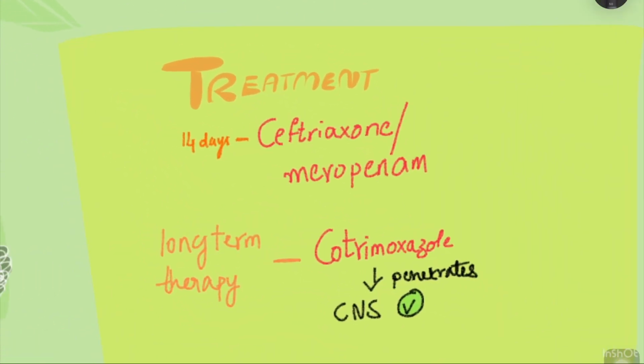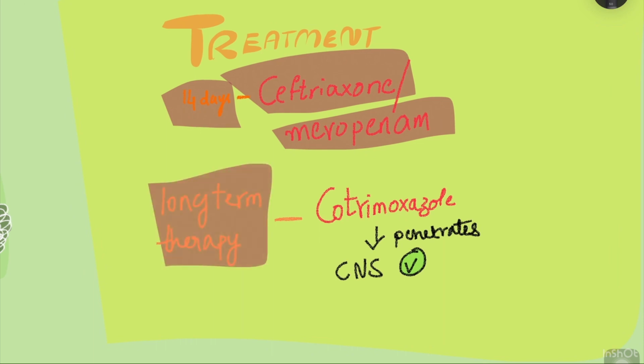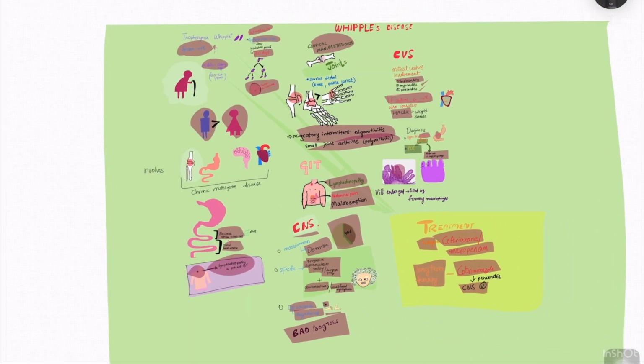Let us talk about the treatment. We give 14 days of treatment with ceftriaxone or meropenem. For long-term therapy, if the CNS is involved, co-trimoxazole. It penetrates the CNS, and hence you completed Whipple's disease.